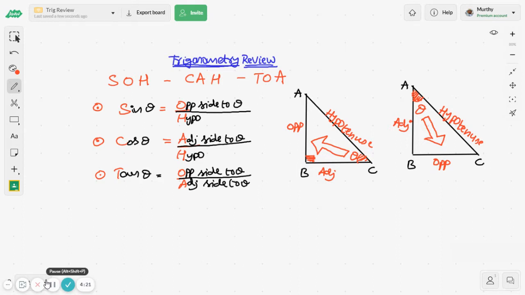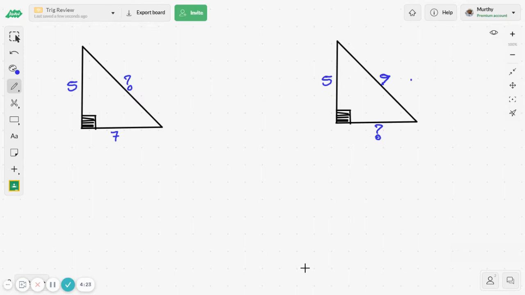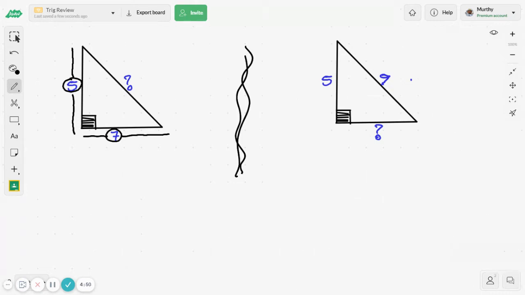Let's go to the next page. These are the questions you can expect in the test. Here I see that two sides are given: one is 7 units and the other is 5 units, and you are asked to find the value of the hypotenuse. I'll discuss the next question later. Here no angle is mentioned and you are asked to find the hypotenuse, so you have to use the Pythagoras theorem.